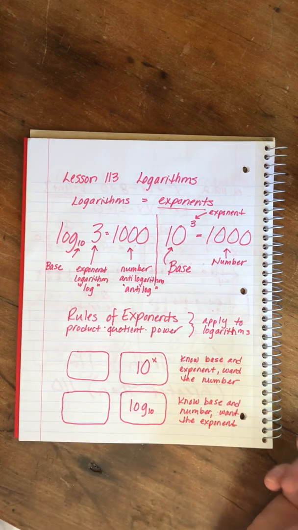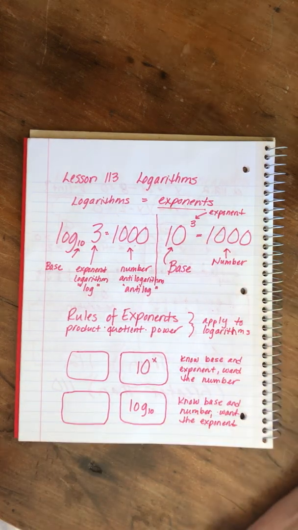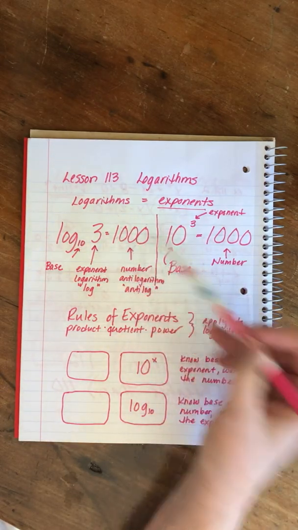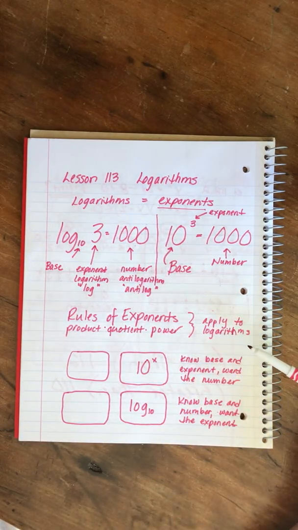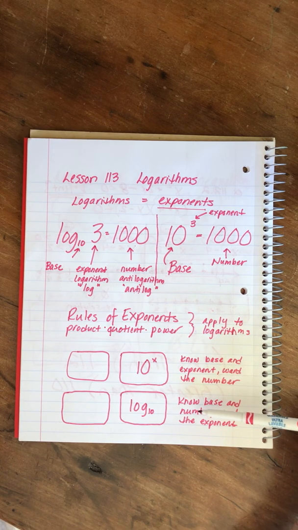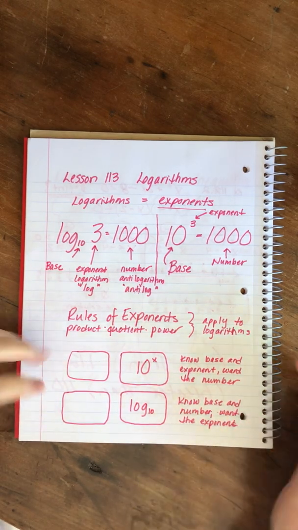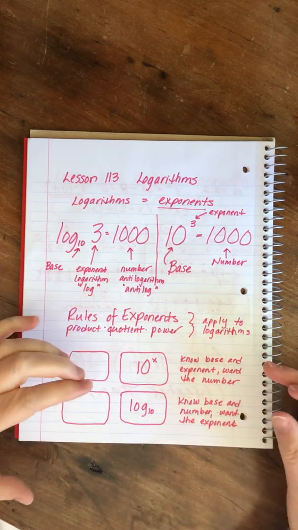So what I'm telling you, whichever way you look at this, there are three variables. You have to know your base in all of them, but this is when you know the exponent and you want the number. This is when you know the number and you want the exponent, okay? So this you for sure want to copy down.